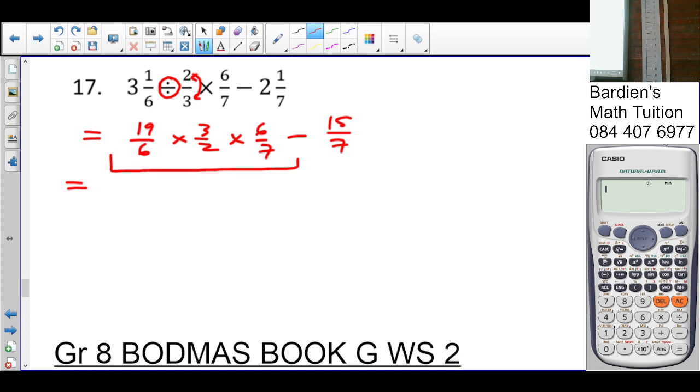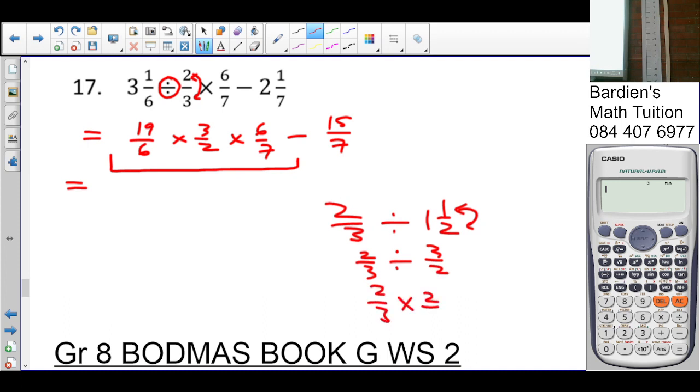Yes, Michael? If you got 2 over 3 must be divided by 1.5, you can't swap that around yet. So it's going to be 2 over 3 divided by 3 over 2. Now we say 2 over 3 multiplied by 2 over 3. Then we swap it around. It needs to be in improper form. But if you're looking at 2 over 3, you can't, that's in the simplest form. Okay. Any other question?